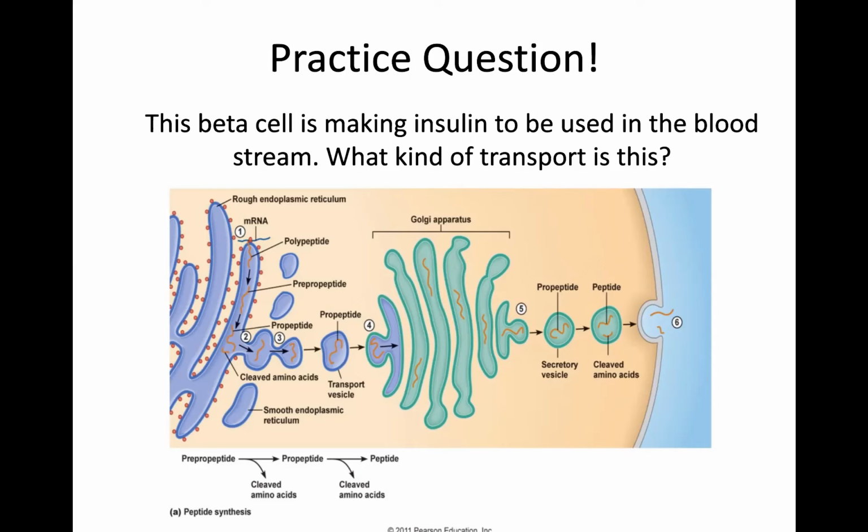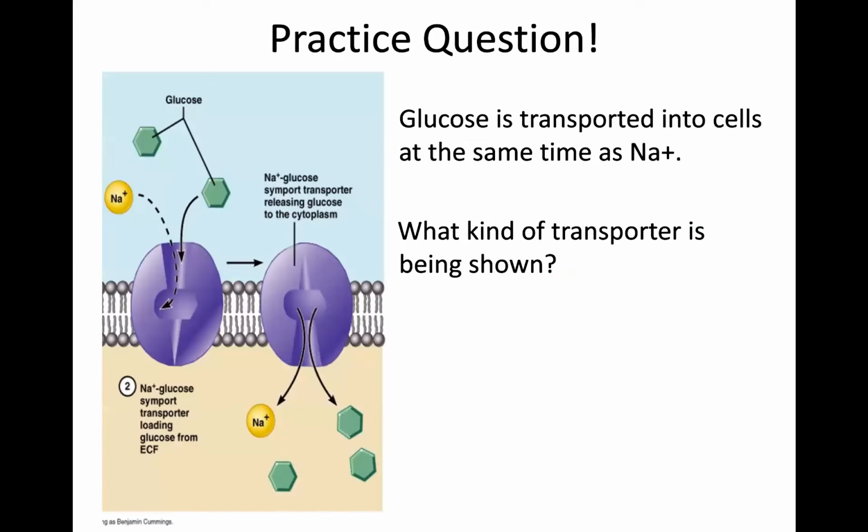We know that moving around vesicles uses energy, so that's why we call it active transport, because it requires ATP. And we know it's exocytosis because we're kicking something out of the cell. Exo being outside, cytosis is cell movement. Cool. Let's do another couple.